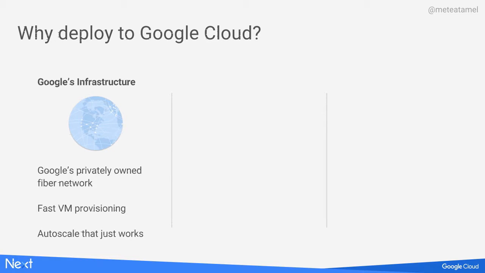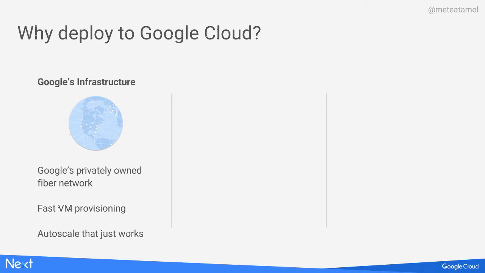So we have fast VM provisioning. If you want a VM, it becomes available to you within seconds. And that's really important because when you're moving applications to the cloud, you want things to be elastic, so you want to get VMs as fast as possible. And also autoscale. Autoscale is also really important.